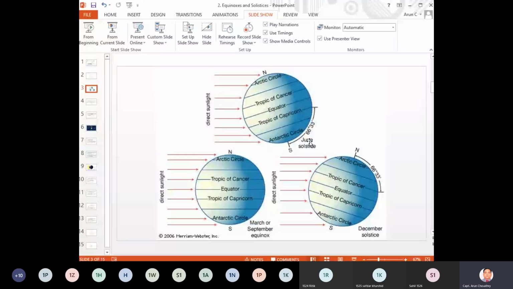Like during the June solstice, it is basically, like what he said, the Tropic of Cancer as a virtual center towards the sun, and we are getting the direct sunlight there. Okay, and the northern part is always having the light, and the southern part is not having light at all. Okay, this is the June solstice, and this is the December solstice on the lower right one. Okay, and this is the equinox.